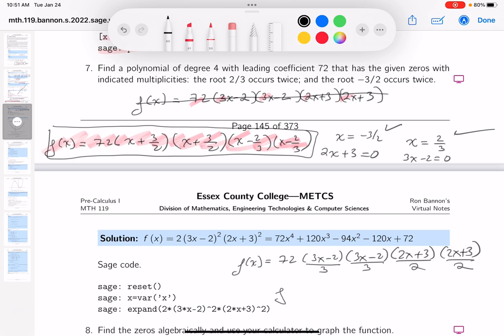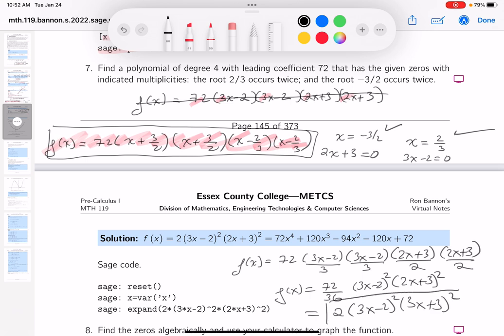Well, that's the same thing as saying f of x equals 72. Well, let's do the bottom. 3 times 3 is 9, 2 times 2 is 4, 4 times 9 is 36, times 3x minus 2. That occurs twice. 2x plus 3 occurs twice as well, by the way. What's 72 divided by 36? It's 2, and that would be 3x minus 2 squared, 2x plus 3 squared. This is also fine, by the way.